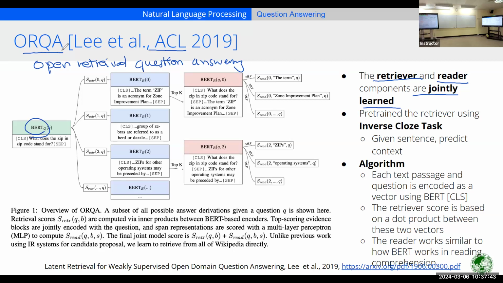So the first model that he has is this BERT-Q, right? This BERT-Q is trained to understand questions, right? So you input some questions, and it will give you some embeddings, right? Very simple.